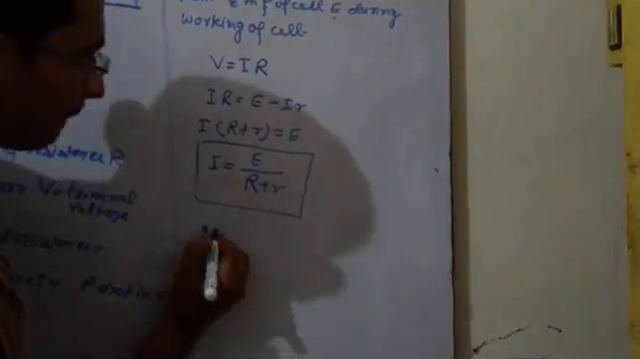If I equal to 0, then from equation 1, V equal to E, means when no current is drawn from the cell, the terminal voltage is always equal to the EMF.